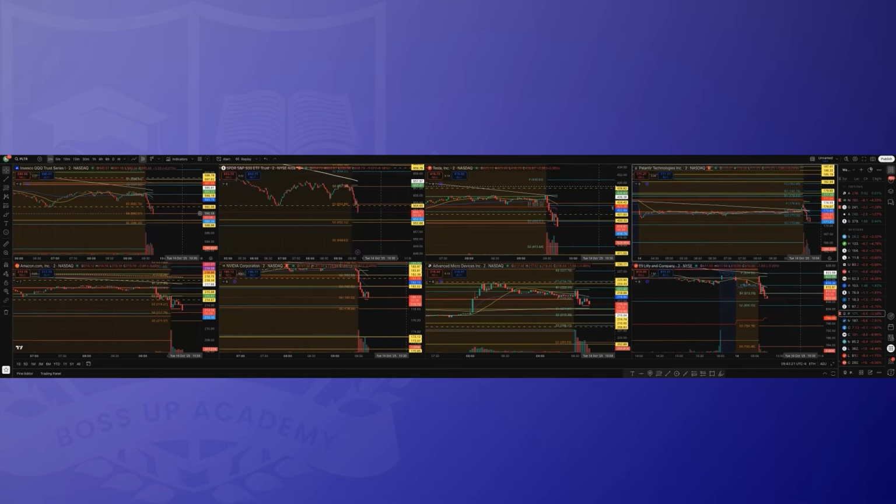Okay. Nice push. Nice push. PLTR hit profit target here. Let's go, baby. All right. Let's see where we can get to. Let's go, baby. Good entry, T.